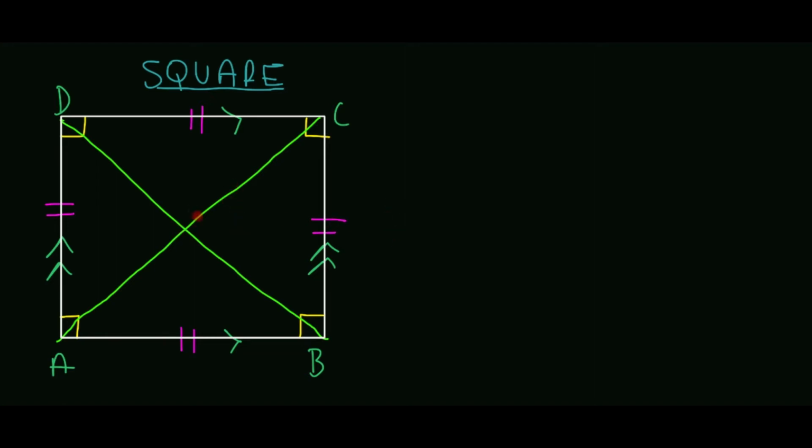So if this is point E, then EC equals AE, because we say diagonals bisect. Diagonals bisect means they cut each other in half. So line BD cuts AC in half, and AC cuts BD in half. So ED equals EB, and also AE equals EC, because diagonals bisect and are equal.